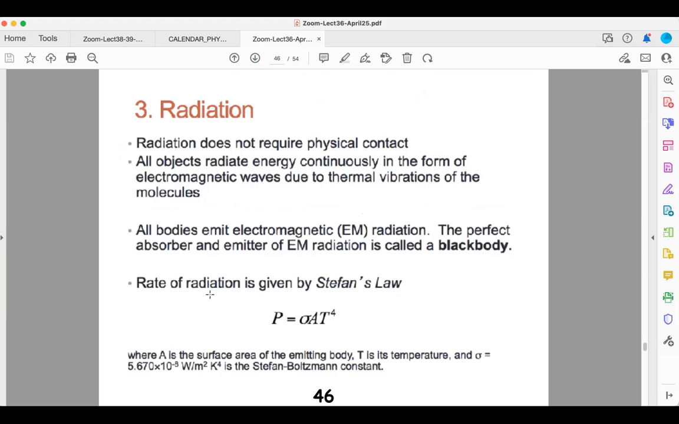And the radiation is given by Stefan's law, which is P equals sigma A T to the 4, where A is the surface area of the emitting body, T is the temperature, and sigma is this value indicated here, called the Stefan-Boltzmann constant. You really use this in astronomy because of course there is vacuum, right? And also because a star is considered like a perfect black body. So if you become an astronomer, this equation is really important to you.